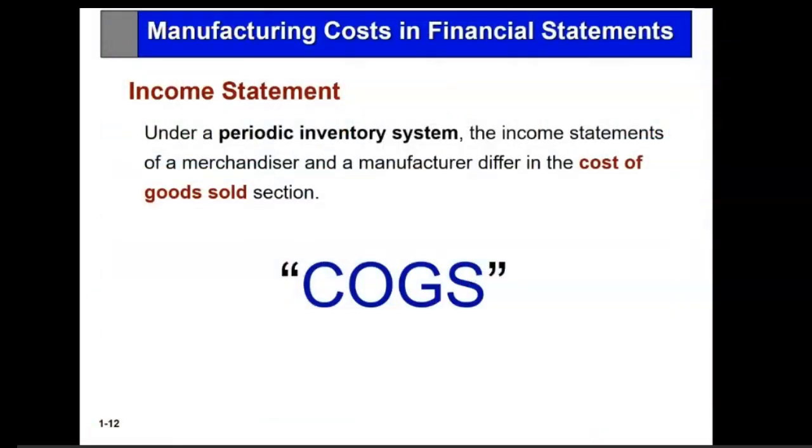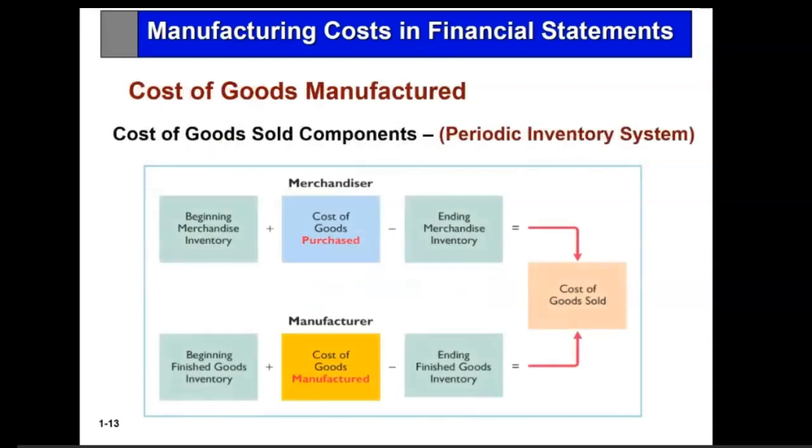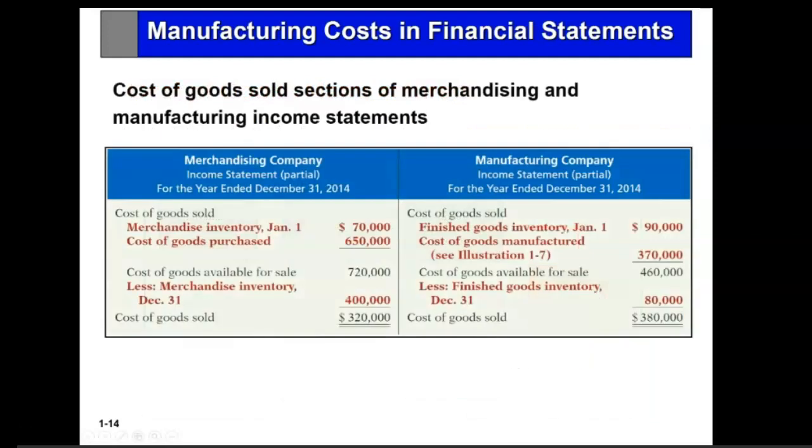Now, we're on a periodic inventory system, so when we produce the cost of goods sold, for a manufacturer, we have a cost of goods manufactured statement that is part of it, whereas a merchandiser has the cost of goods purchased. Our income statement then, the cost of goods sold is finished goods inventory beginning plus the cost of goods manufactured, gives us cost of goods available for sale. Less finished goods inventory gives me the cost of goods sold. All right. For a merchandiser, then it was just the cost of goods purchased.